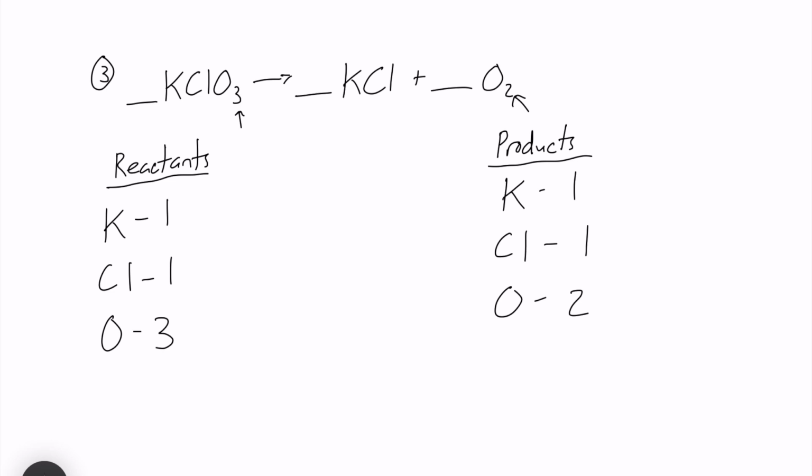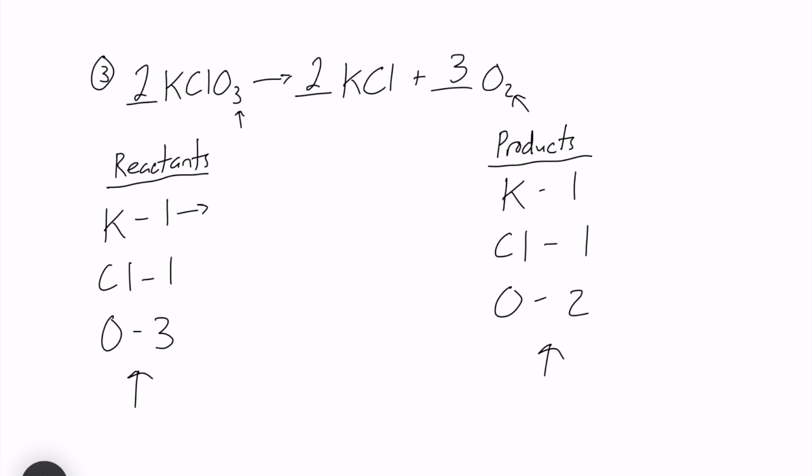So we have 3 oxygen here and we have 2 oxygen here. So I kind of want to find the least common denominator. Okay, so let's go ahead and do that, which should be 6. So I'm going to put a 2 in front of KClO3, and I'm going to put a 3 in front of O2. And to finish off the products, I am going to have 2 in front of KCl.